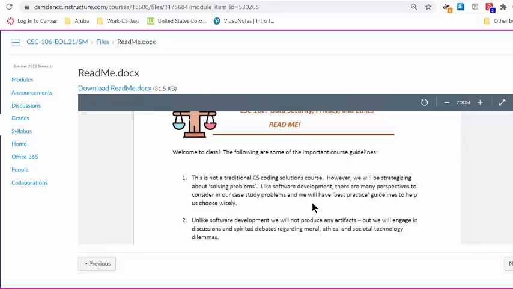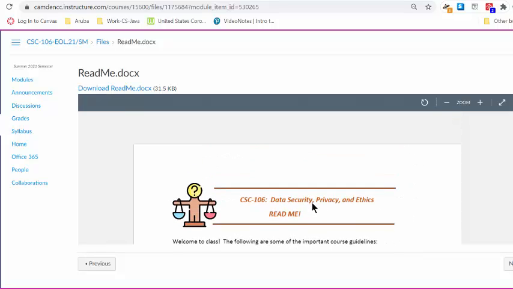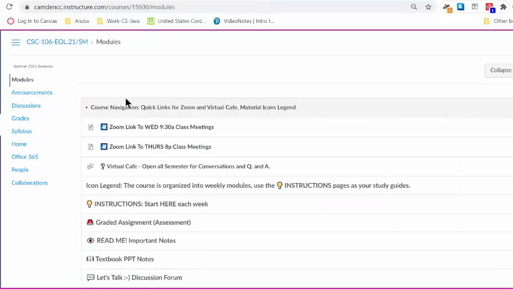This is not a traditional computer science coding course, so we will not be writing any coding solutions, but we will be engaged in discussions and hopefully online spirited debates, if we can schedule them, regarding moral, ethical, and societal technology dilemmas. So take the time to read through the README. This is a 5-week course, and so the reading component is pretty heavy. So let's take a look at the course guide.